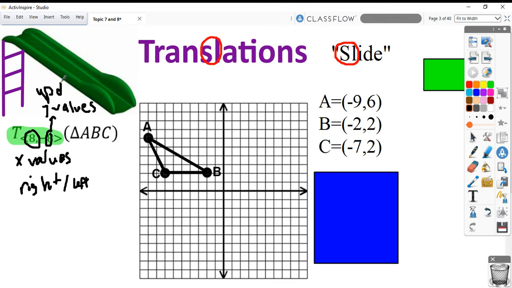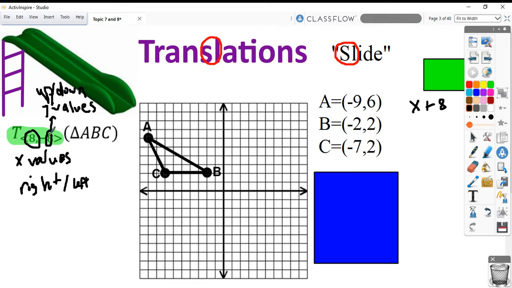So we're talking about how this is translations. We're taking this triangle, and what we're going to do is slide it somewhere else. We're going to slide it 8 units in the x direction and 8 units in the y direction. Going positive 8 units in the x direction means moving 8 units to the right. So what we would do is take the x value, whatever it was, and add 8.